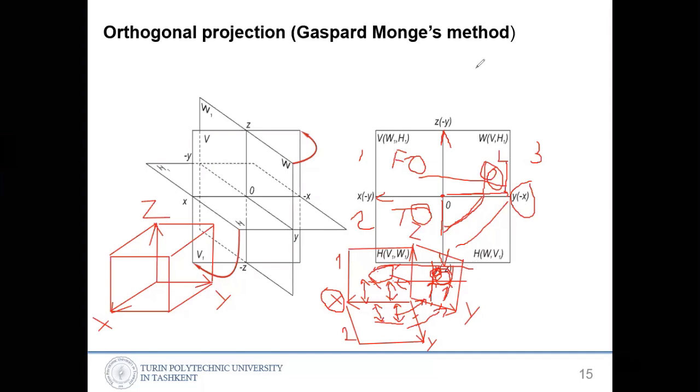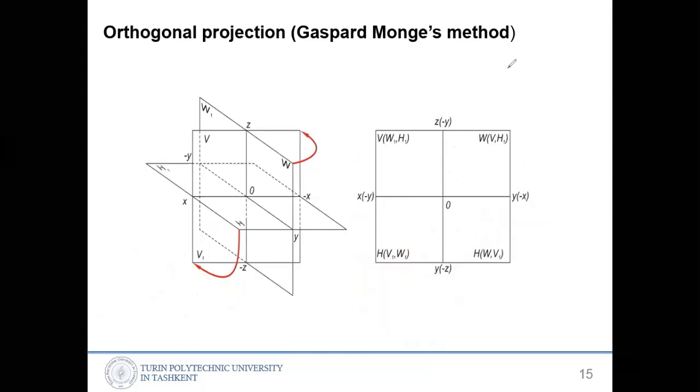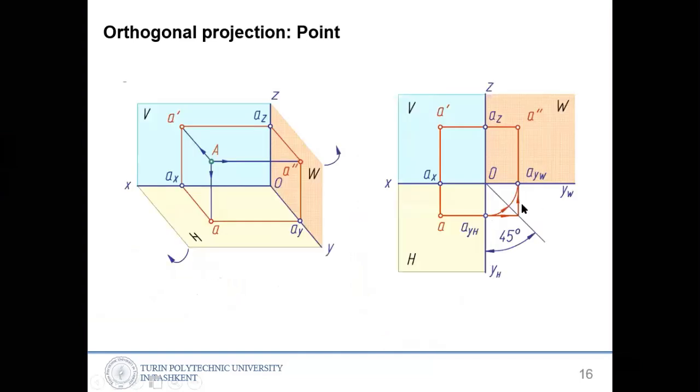So by using this orthogonal projection method, let's see other things, like how a point can be defined, how a point can be given in an orthogonal projection. With three planes and three projected points, how can point A be given? Let's say point A is given. The capital letter here, the green point, is given.